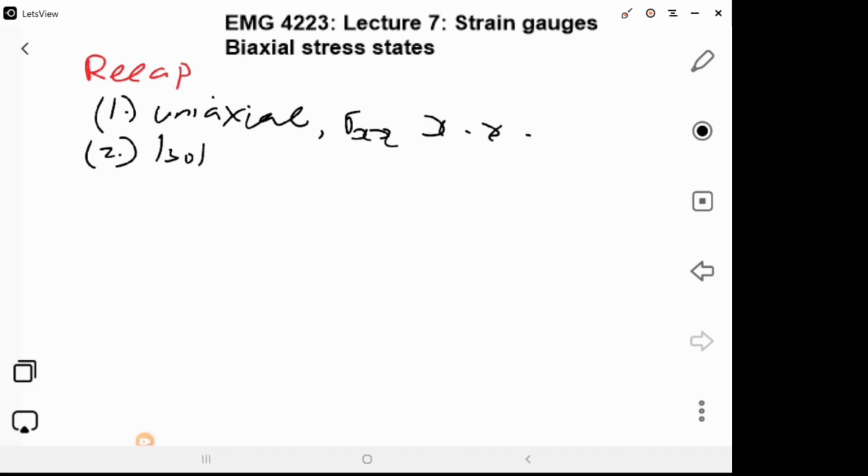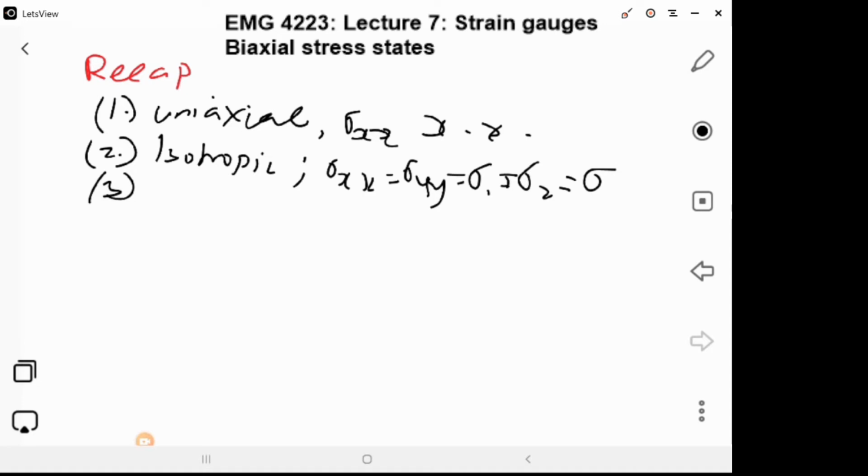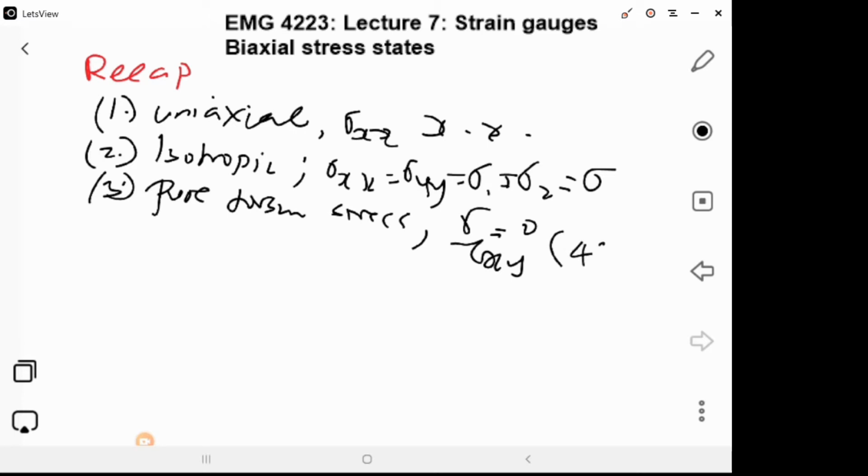Next one was the isotropic stress state, where the stress at any point is the same and the strain gauge can be located at any point. And the third one was the pure torsion stress state, where the normal stress is 0 and the body is exposed to only the shear stress, and the strain gauge is usually located at 45 degrees to the axis of torsion.